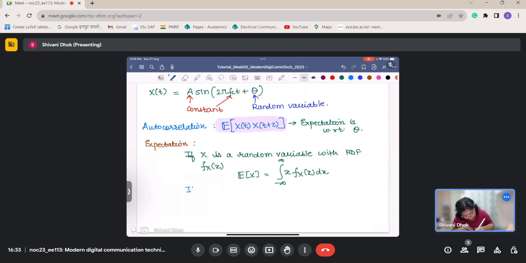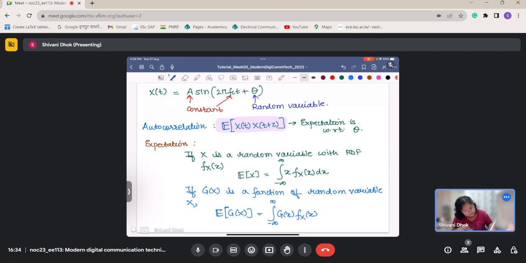And if g of x is a function of the random variable x, then expectation of g of x is given as the integral from minus infinity to infinity of g of x fx of x dx.